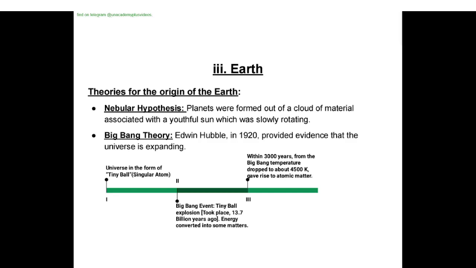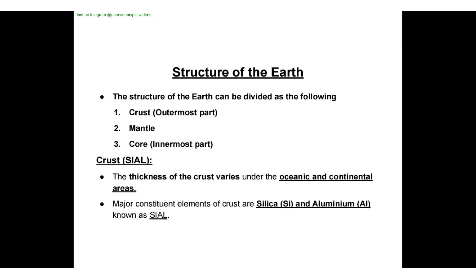Big Bang Theory. Edwin Hubble in 1920 provided the evidence that the universe is expanding. At stage 1, the universe is in the form of a tiny ball, a singular atom. As time passed, in the second stage, the Big Bang event, the tiny ball exploded 13.7 billion years ago, and energy converted into some matter. Then in the third phase, within 3000 years from the Big Bang, the temperature dropped to about 4500 kelvins, giving rise to atomic matter.